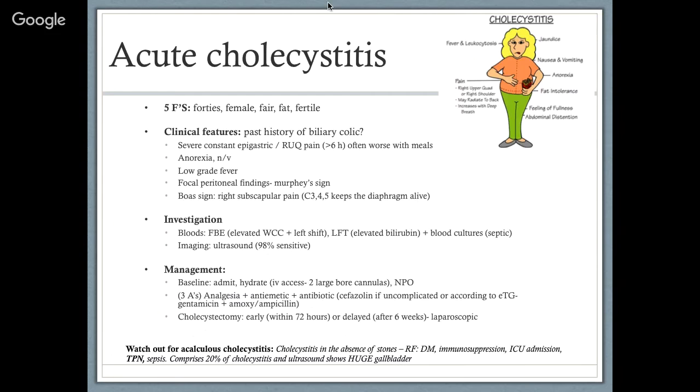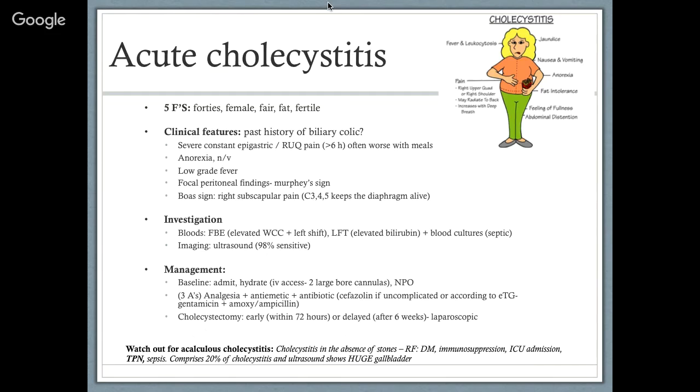Know it well. Easily examinable, good OSCE station, good multiple choice question, good thing to know on the wards. The five Fs of a typical cholecystitis patient, obviously it's not like this in real life, but 40, female, fat, fair and fertile. Clinical features: ask about a past history of biliary colic, but they might have severe constant epigastric pain or right upper quadrant pain, worse with meals. They might have anorexia, nausea, vomiting, low-grade fever, may have Murphy sign positive.